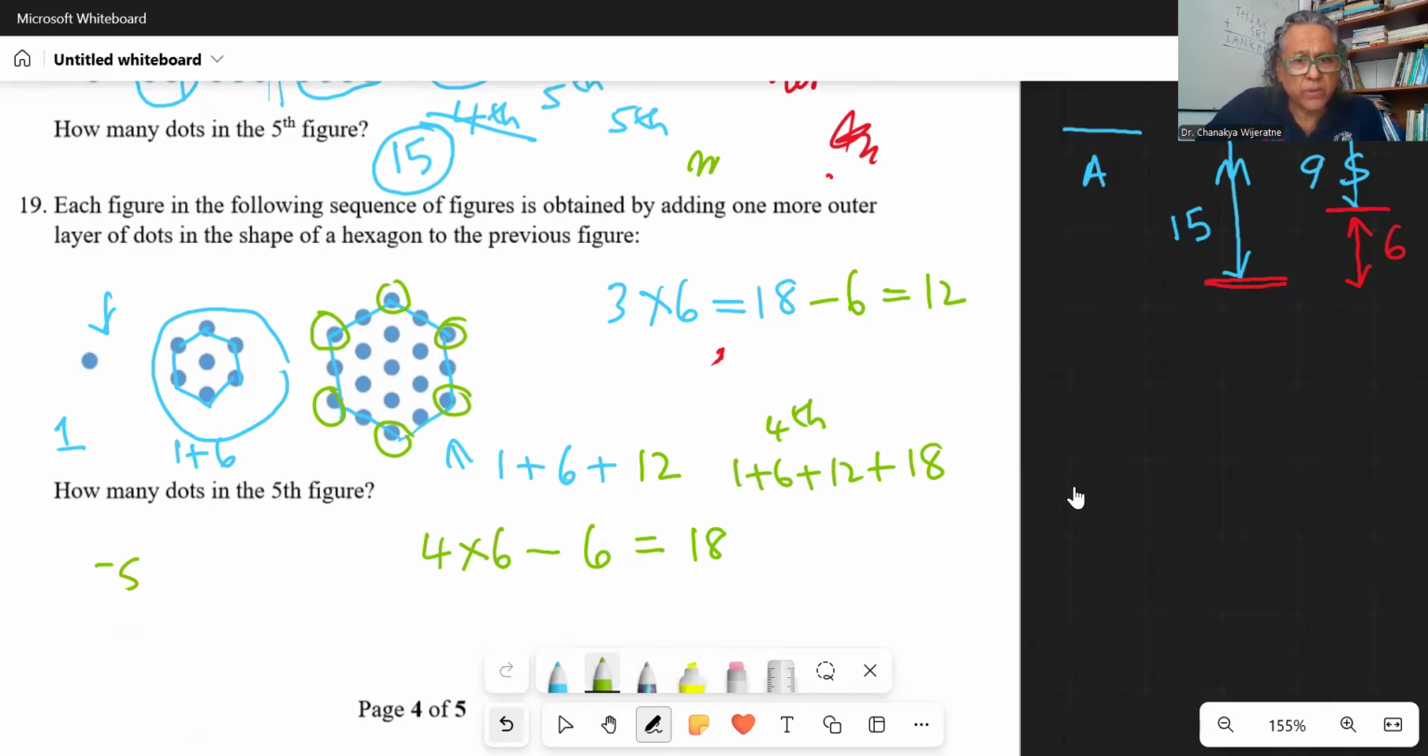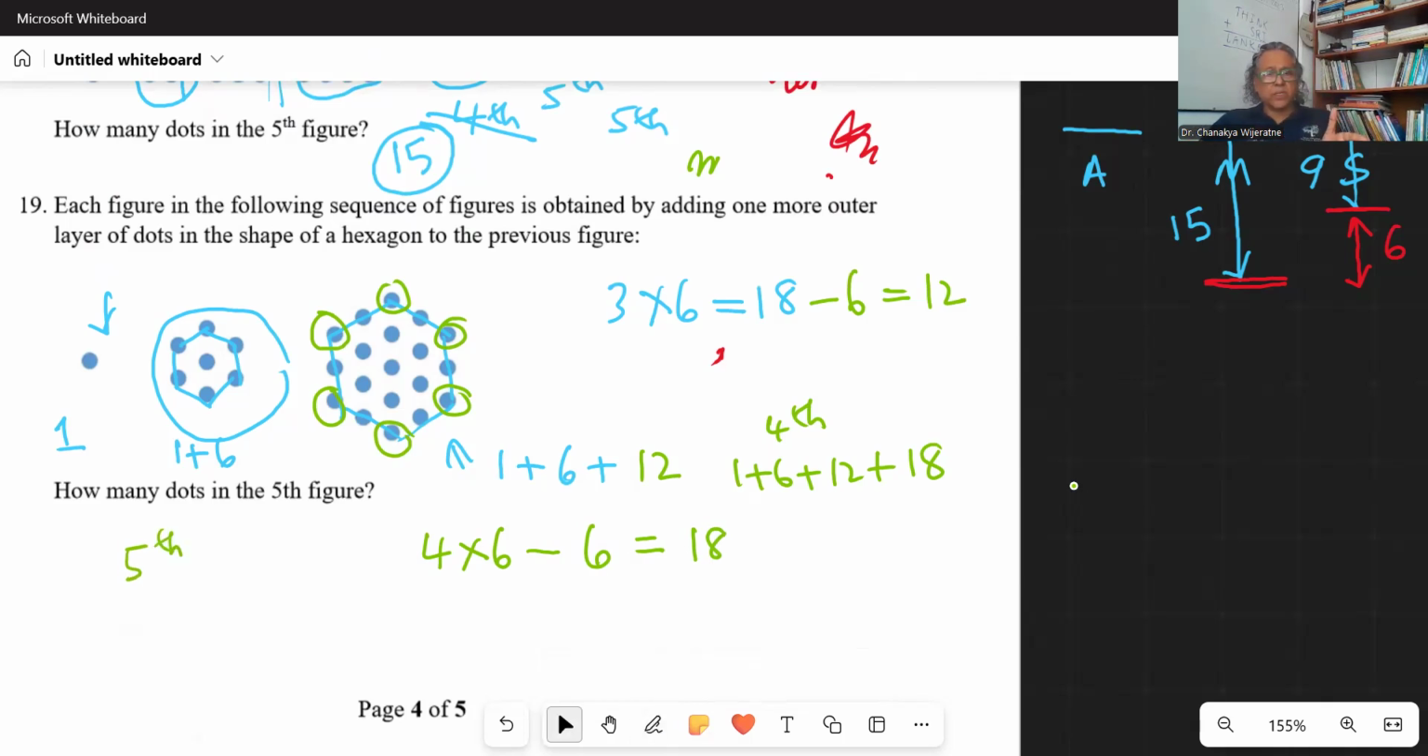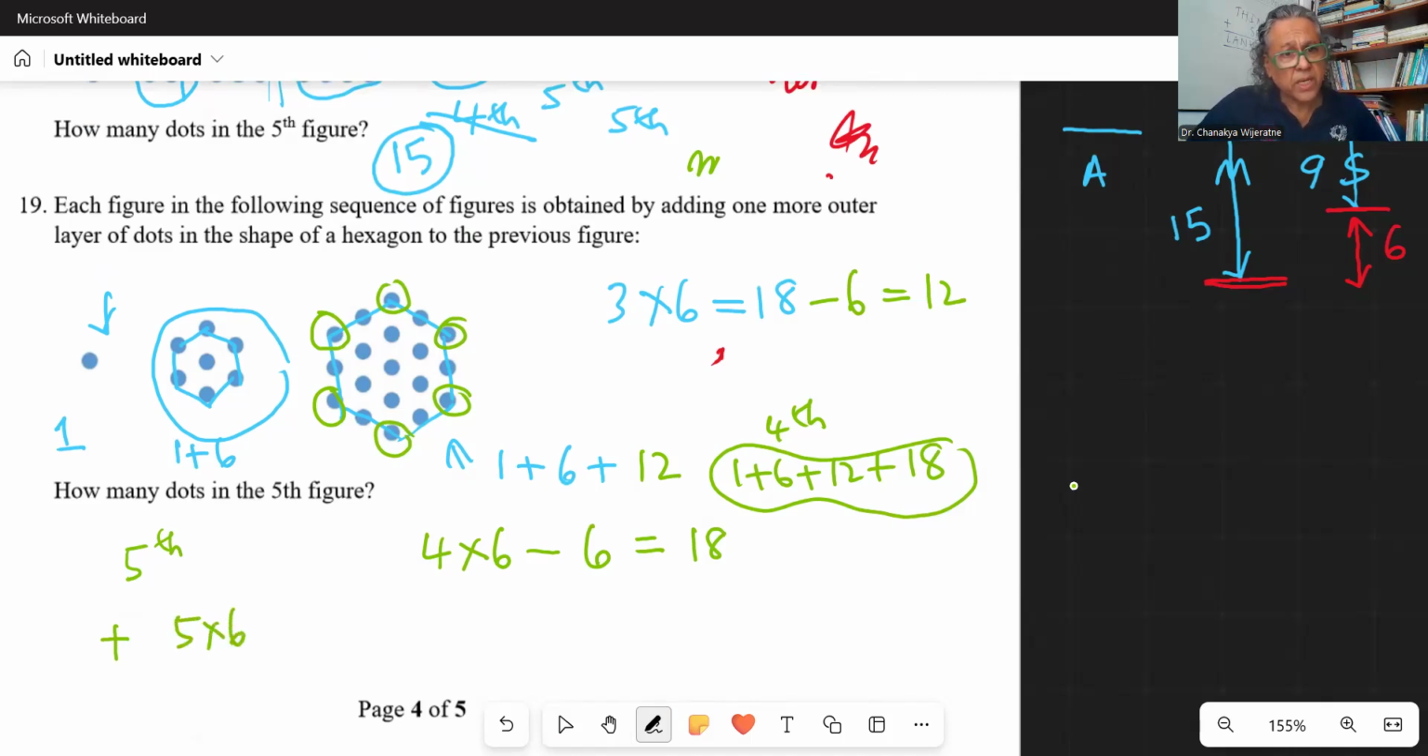Fifth one. Hold on. So first, second, third, fourth, fifth. Again, these number of dots plus the new outer layer. Now that you have 5 on one side, so 5 times 6, and for the double count, subtract 6, take away. So that is actually 24. 30 minus 6, 24. Yes.